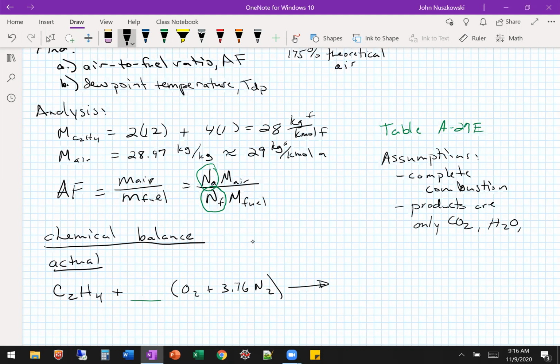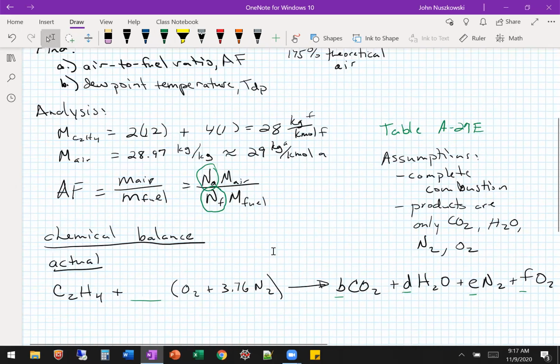And then we have nitrogen here, because that's kind of along for the ride. It's in the reactants, it's in the products. And if we have excess air, we'll have some extra oxygen that ends up in our products. So we get to put down some unknown, B, call it CO2, and I have D H2O plus E N2 plus F O2. So we have these unknowns here.